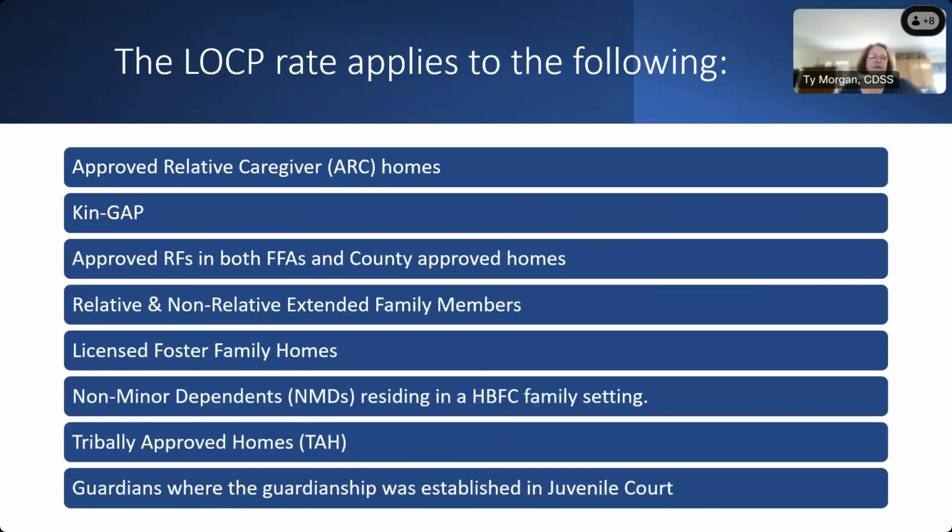So the LOCP rate applies to the following: approved relative caregivers in the ARC program, the Kinship Guardianship Assistance Payment Program guardians, and approved resource families in both FFA and county approved homes. And hopefully we don't have too many of the next two since they're supposed to be phased out, but relative and non-relative extended family members and licensed foster family homes. It's also eligible for non-minor dependents who are residing in a home-based foster care setting, tribally approved homes, which are homes that the tribe approves for their own children, and guardians where the guardianship was established in juvenile court.